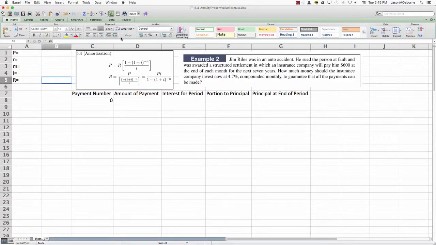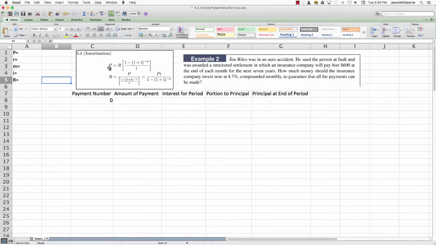In this video, we're going to look at our second example of using the formulas from section 5.4. We've previously done a video on this second equation, which helped us find the payment necessary to pay off a loan. In this video, we're going to look at this first formula, which is the present value formula of an annuity. An ordinary annuity.